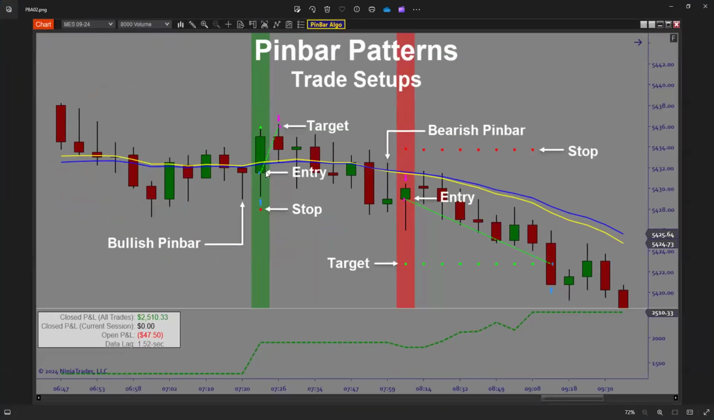You've got a bullish pin bar entering at the close, and even though it's a bearish bar, it's a bullish pin bar because it closed near its high. Even though this is technically a bullish bar because it closed above the open, it closed near the low, therefore it is a bearish setup.